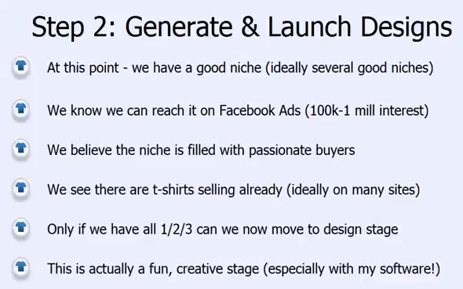And by a good niche, if you remember from the previous videos, a good niche is basically one that firstly we can reach on Facebook ads, i.e. there's an audience of between 100,000 to a million people that we can reach via targeting Facebook interests with Facebook ads. Secondly, we believe the niche is filled with passionate buyers. So we've looked at the market, we've tried to understand the psychology a little bit. Some of that has probably come through as we've looked at the t-shirt designs and the Facebook interests. We've maybe even done a few searches on Amazon and eBay just to try and understand what people are buying in the niche. And we can see that it is a good niche very generally.